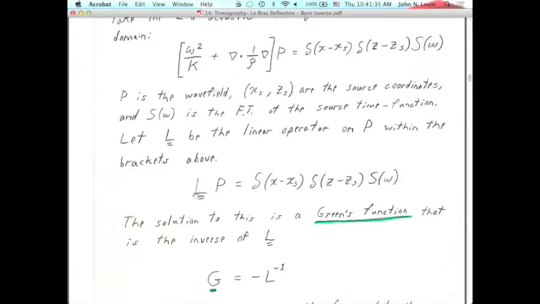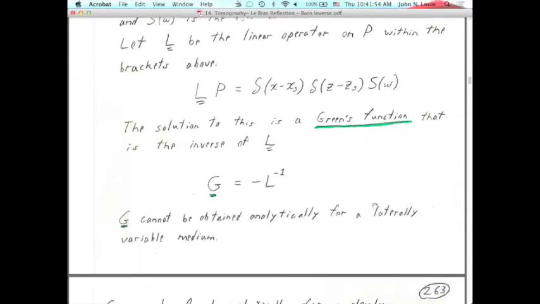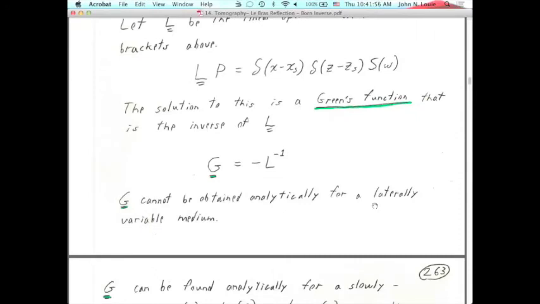So that operator is L, and that's equal to what's up in the brackets. That L is applied to P. I'm not saying it's a matrix; it's just a linear operator. And then here's the source term on the right. The solution to this is a Green's function that is the inverse of L. So the Green's function is minus L inverse.